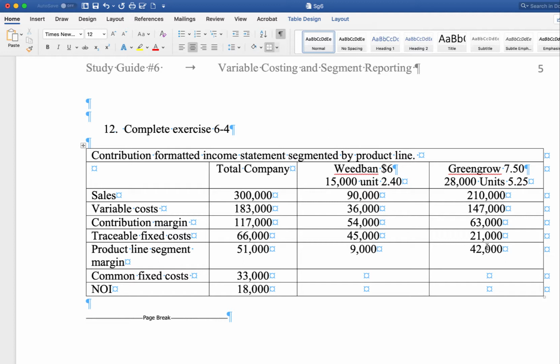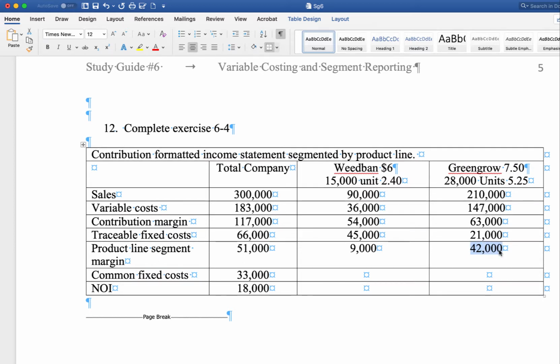Okay. Now, what if we say, you know what? Let's get rid of Green Grow. I don't know why we want to, but let's just say we decide to get rid of Green Grow because it has a higher variable cost, right? Well, if we get rid of Green Grow, guess what we're getting rid of? We're getting rid of $42,000 of product line segment margin to contribute to the common fixed costs.